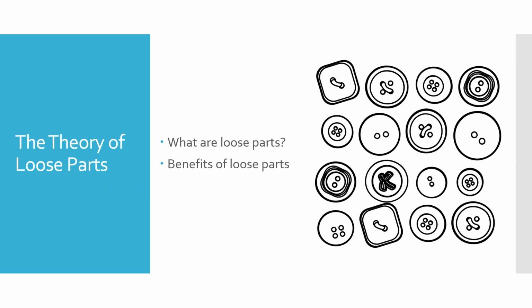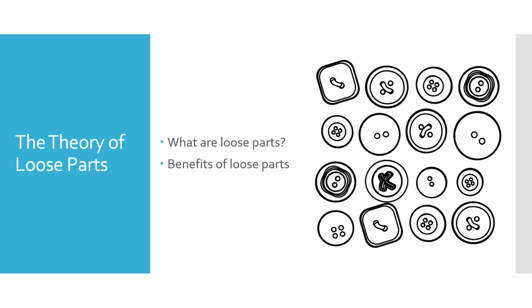So we're going to start with a discussion of the theory of loose parts, and you will learn more about this as you go through this module. But basically, loose parts are what it sounds like. They're loose materials, so they're not anchored playground equipment that we see on a lot of playgrounds, but there are materials that children can manipulate and move around to different spaces. And they're also open-ended materials that children can use in different ways.